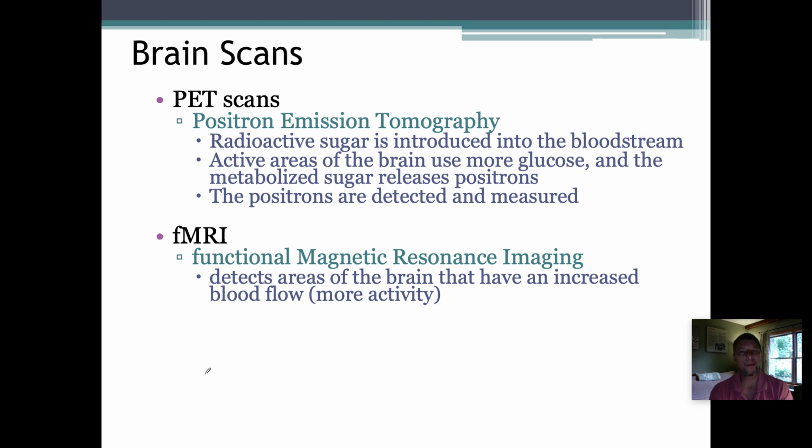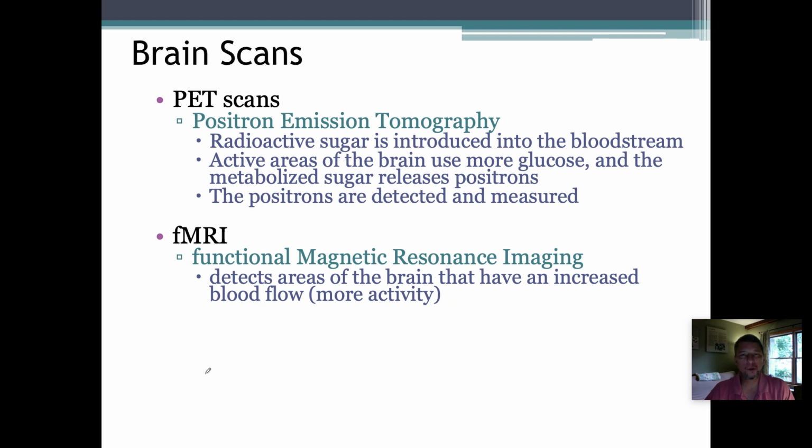The two most common types of brain scans are what we call PET scans and fMRIs. Now, a PET scan, PET, stands for positron emission tomography. And the way that this works is as follows. All right, you introduce a radioactive sugar into the bloodstream. Now, those of you who remember from your high school biology, the main fuel of a cell is sugar, specifically glucose.